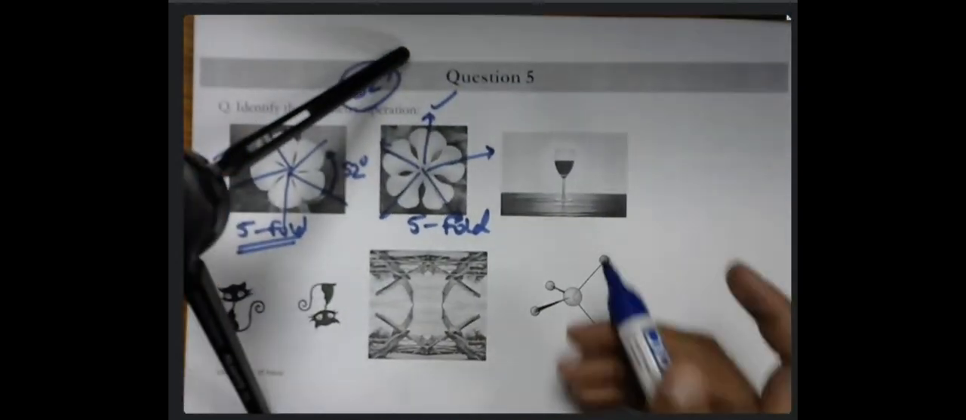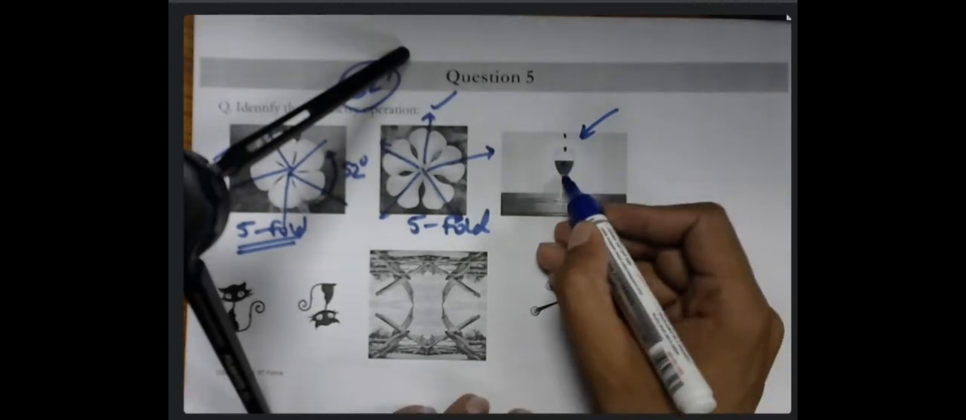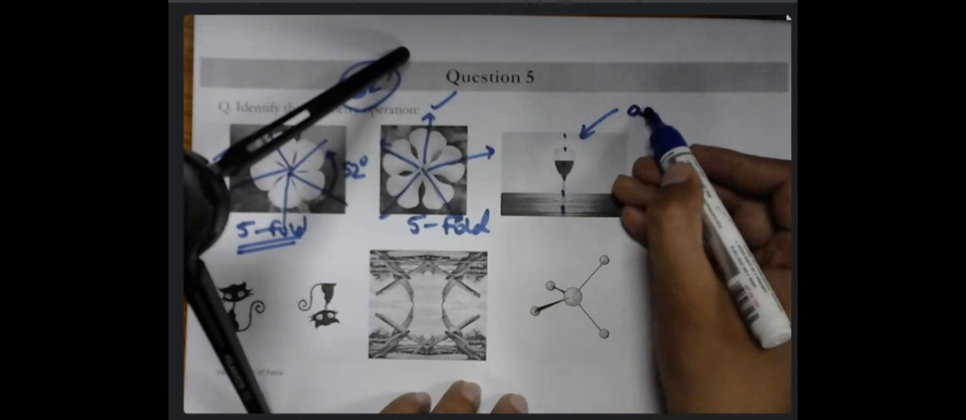What about this? The glass consisting of the wine. If I rotate about this axis passing through its center, in how many ways can I rotate it without affecting its symmetry, without disturbing its shape? There are infinite ways. Just rotate slightly by any angle, 1 degree, 2 degrees, 3 degrees, anything. It will remain as it is. So it has infinite-fold symmetry.